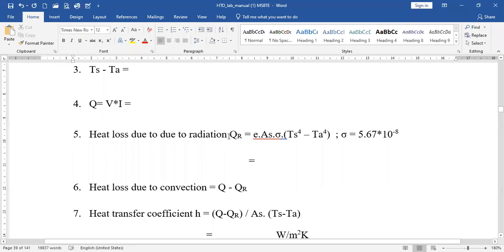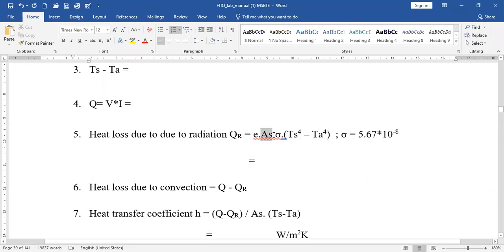So it can be written QR is equal to small e, that is emissivity, into As, that is surface area, into sigma, that is Stefan-Boltzmann constant, into in bracket Ts raised to 4, that is surface temperature average raised to 4, minus ambient temperature raised to 4, right? So we know the Stefan-Boltzmann constant value, that is 5.67 into 10 raised to minus 8.